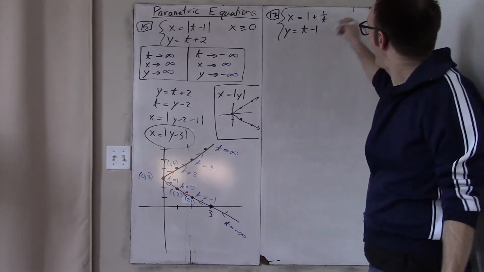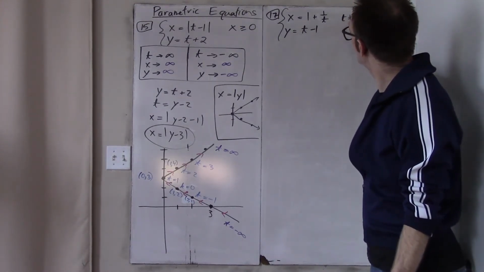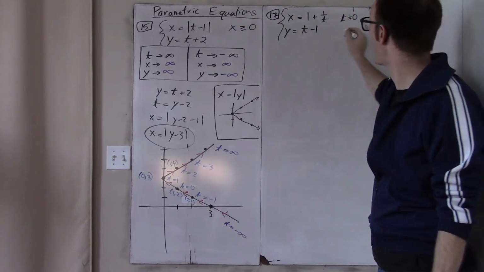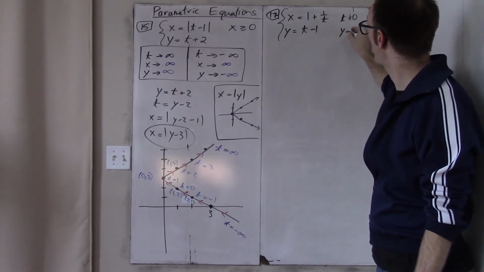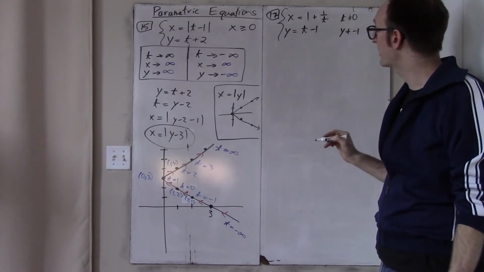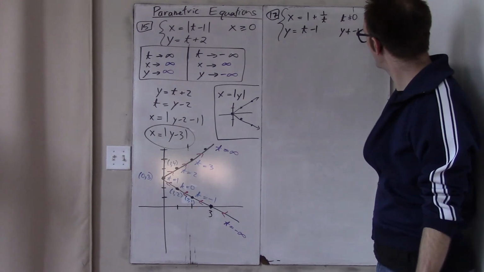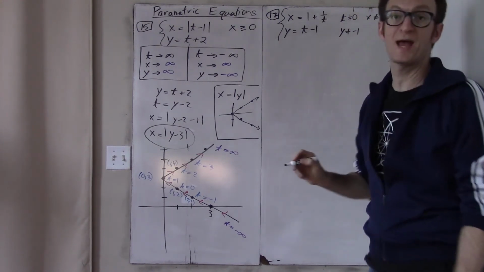What is there to say? Here's something to say: t can't be 0. Since t can't be 0, that means y is never negative 1. So y can't be negative 1. But also, since 1 over t is always non-zero, that means x is never going to be 1. Those are my restrictions.